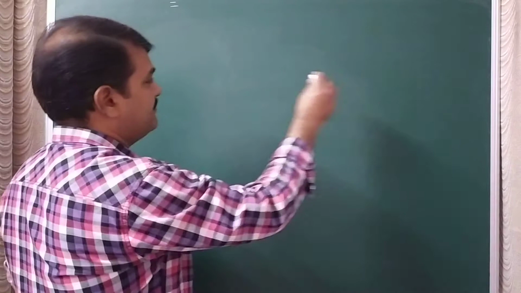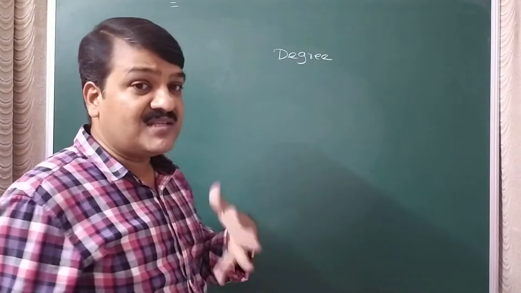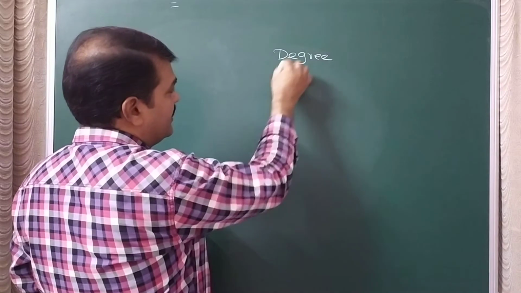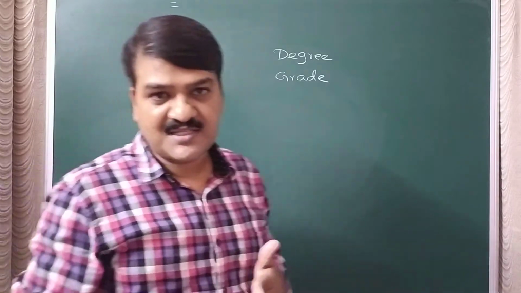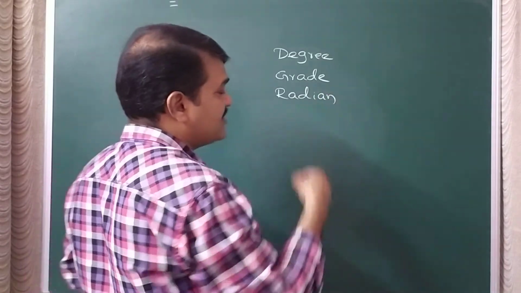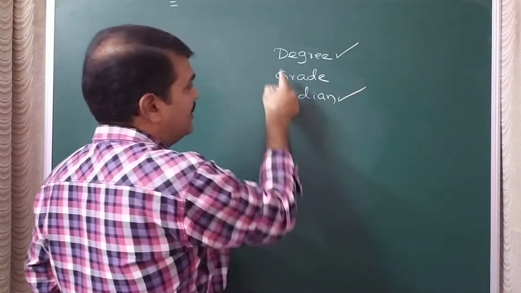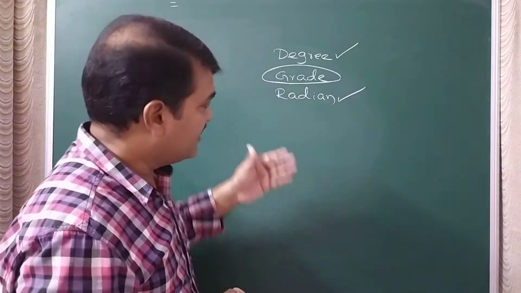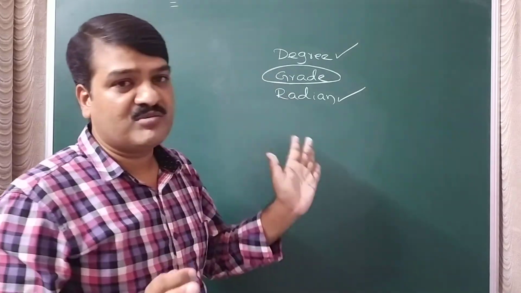The three systems are: degree measure, or sexagesimal system; grade measure, which is also called the centesimal system; and radian measure, which is also called circular measure. In our higher studies, we will be measuring angles only in degrees or radians. This grade measure we will not actually use. Just for our information, we can learn what it is, but generally degrees and radians will be used for measurement of angles.